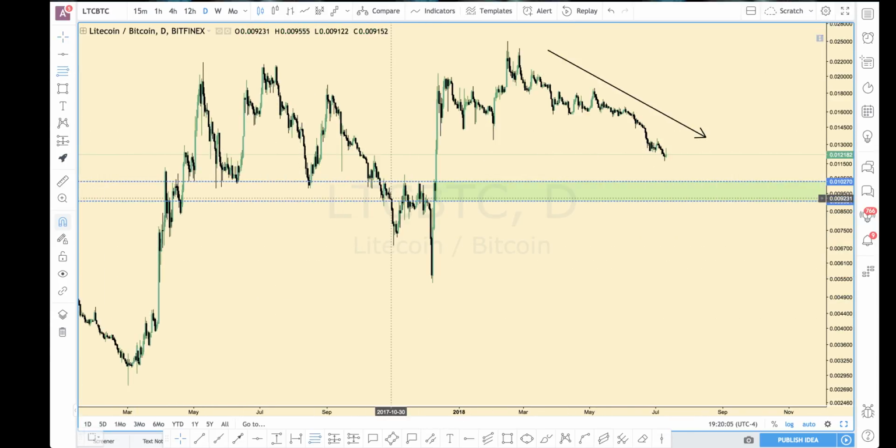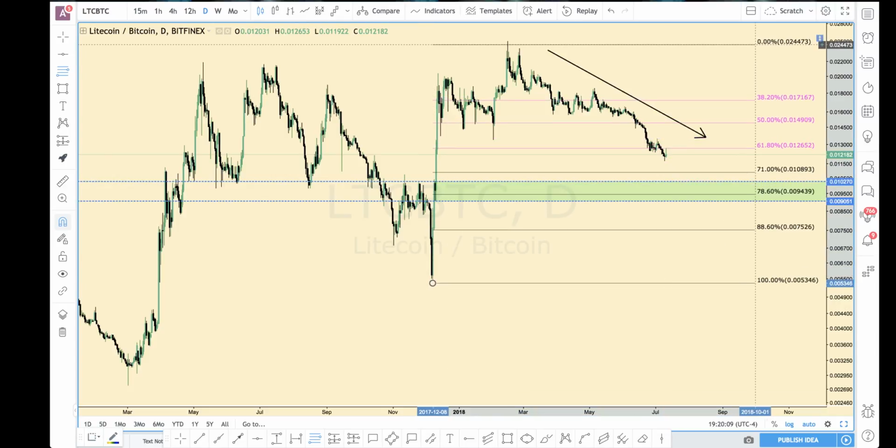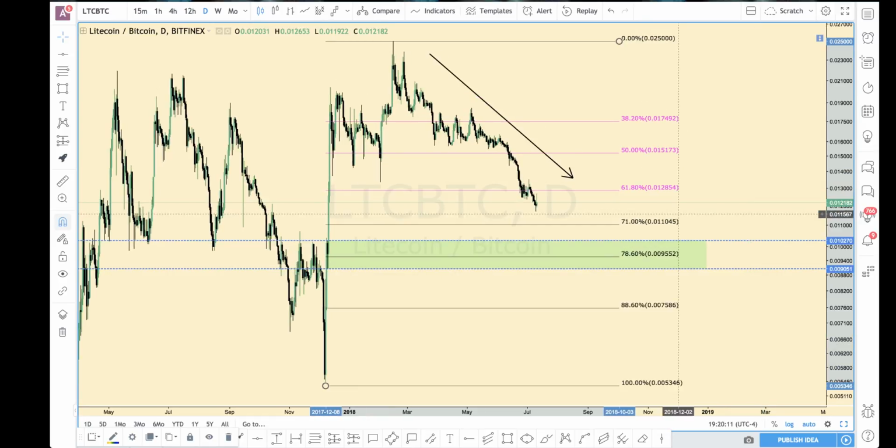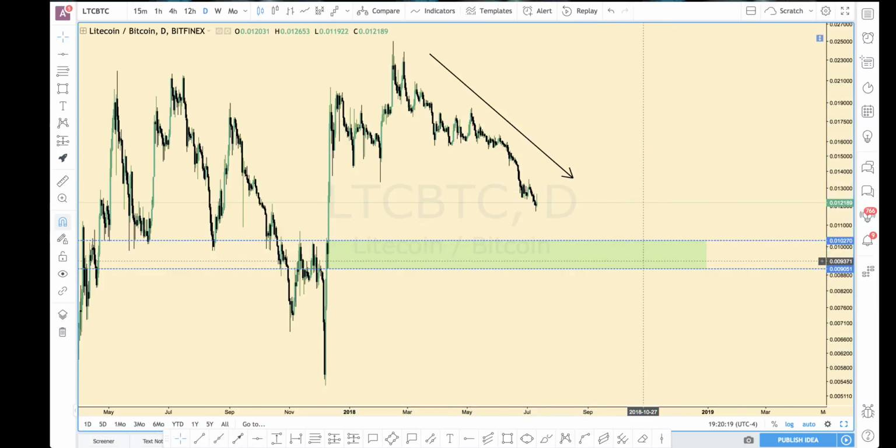Maybe you want to fib this out. That would be useful, just a quick fib. And then you're looking at the 78.6 retracement. That looks good to you, and you're like, okay, I'm gonna put orders somewhere around here. That's what I'm looking at for Litecoin.